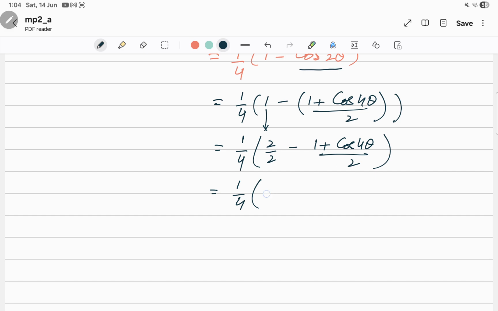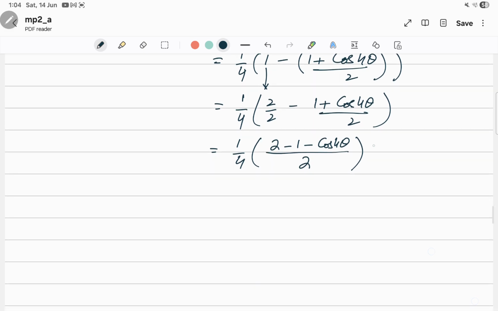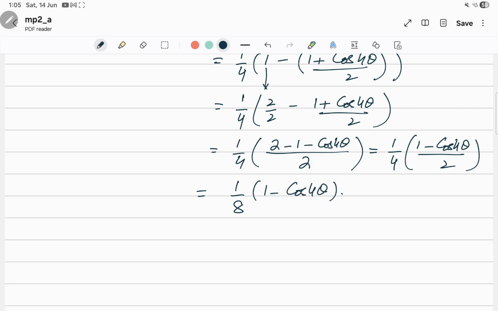Now you have the same denominator, you can write it in a single fraction, so it will be 2 times 1 minus cos 4 theta, because you have the negative outside the fraction, so when you take this inside you have to change the sign. So now it will be 1 over 4, 2 minus 1 is 1 minus cos 4 theta over 2. So if you take this 2 outside, it will be 1 over 8, 1 minus cos 4 theta. So this is the result we have to show.